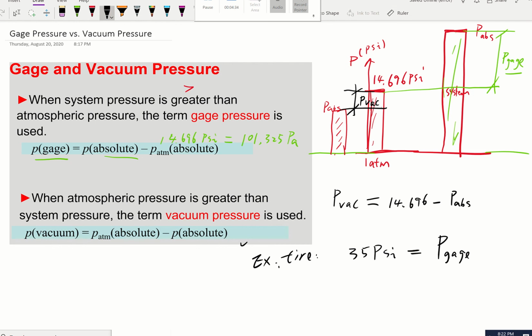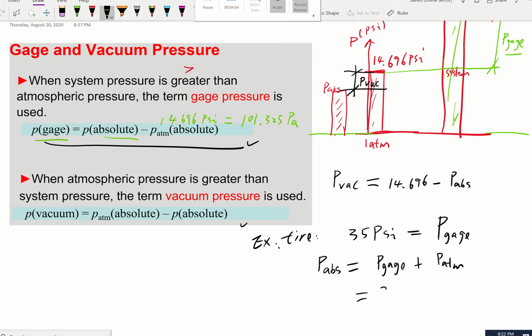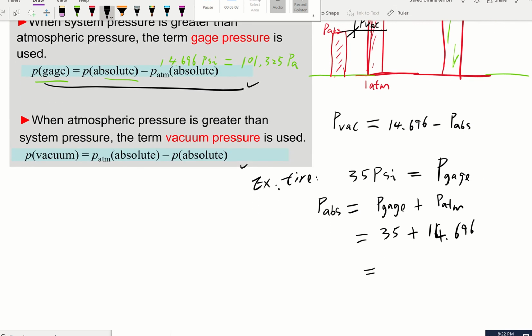So if you're asking what the pressure inside actually is, which is your absolute pressure inside the tire, you use this equation, right? P absolute pressure is going to be the gauge pressure plus this atmosphere pressure. Because the gauge pressure is 35, that's 35 above the 14.696. So the true pressure or the absolute pressure inside is actually 49.696 psi inside the tire.